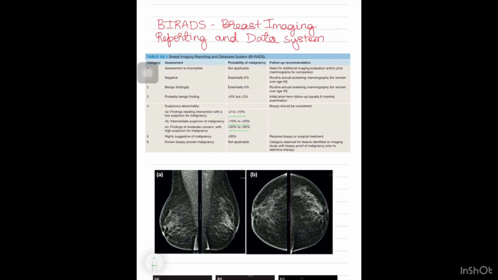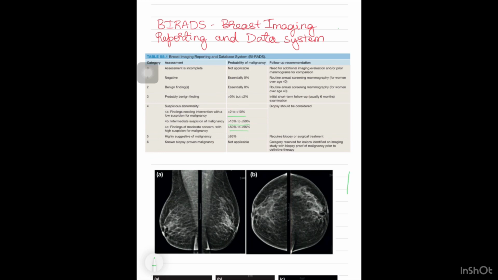And BIRADS score 5 is highly suggestive of malignancy, which has a risk of more than 95% to be malignant. So it requires biopsy or surgical management. 6 is biopsy proven malignancy.